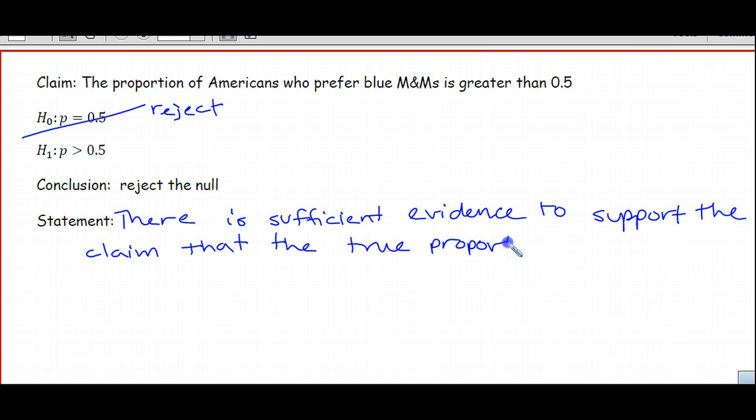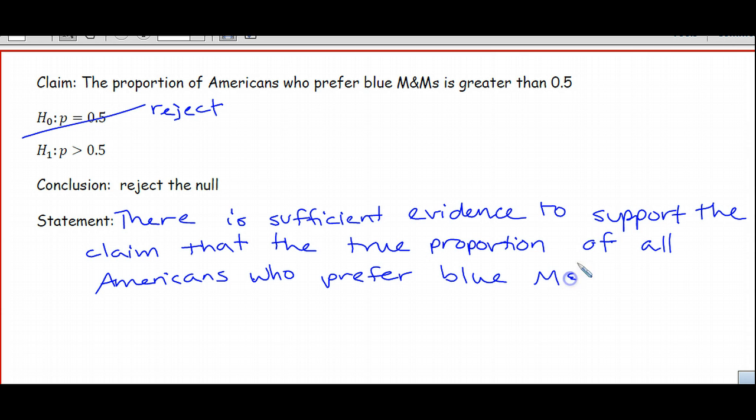Support the claim that the true proportion of all Americans, because I'm talking about the whole population, who prefer blue M&Ms is greater than 0.5. So there is sufficient evidence to say that the true proportion of all Americans who prefer blue M&Ms is greater than 0.5. Let's do the reverse of that.